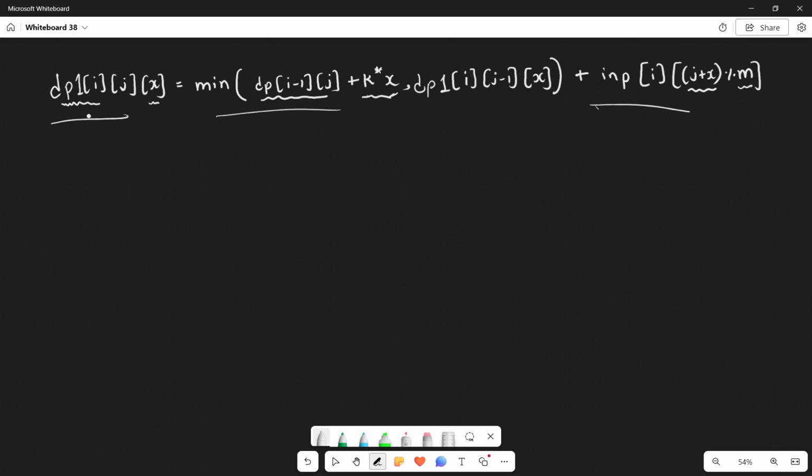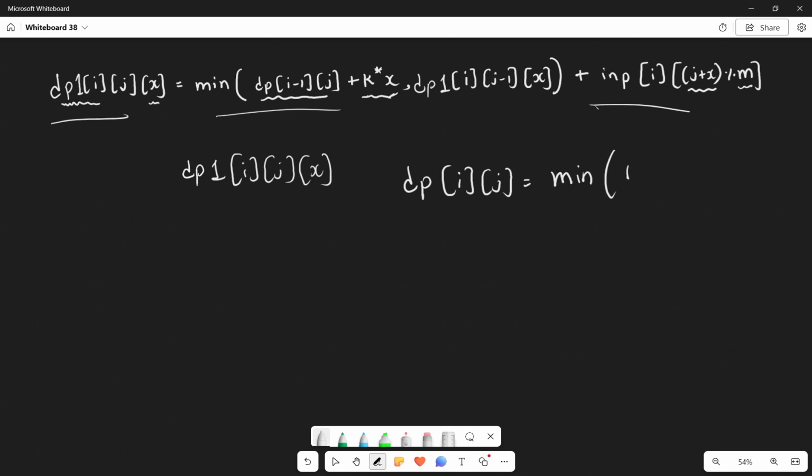And one more thing is that after performing all of this, you have values of dp1. Let me write it neatly. So you have values of dp1 of I comma j comma x for every x, right? So you can update your dp of I comma j. You will update dp of I comma j, which will be the minimum of all the dp1 of I comma j comma x for all x belonging to 0 to m minus 1.